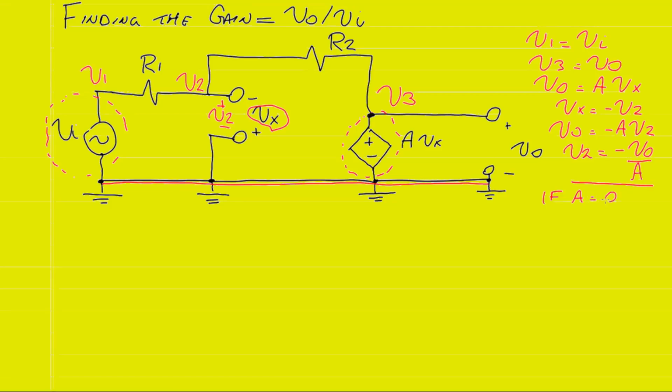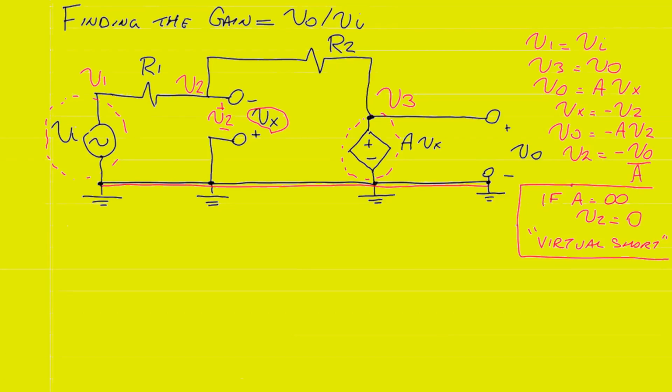If A becomes infinite, provided our output voltage VO is a finite value, then V2 will become 0. That means that the positive and negative terminals of our op-amp are going to have the same potential, but no current flows through them. We call that a virtual short. Now we're ready to begin our nodal analysis with Kirchhoff's current law at V2, or KCL.